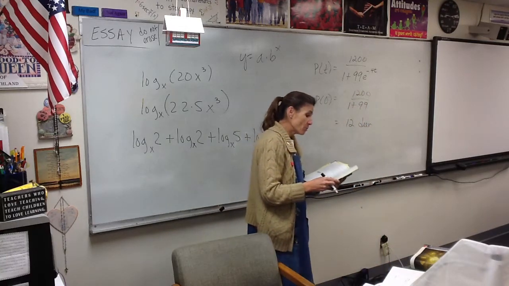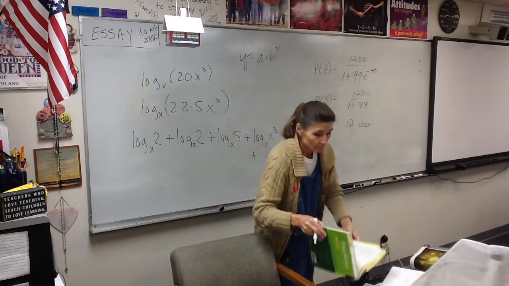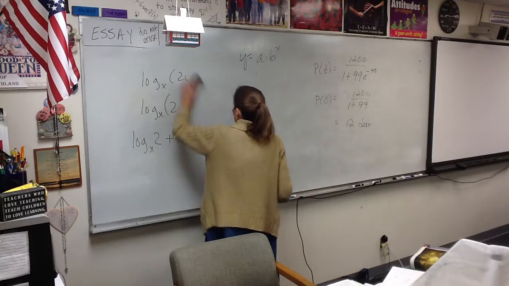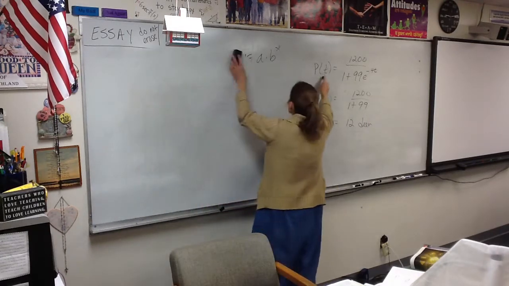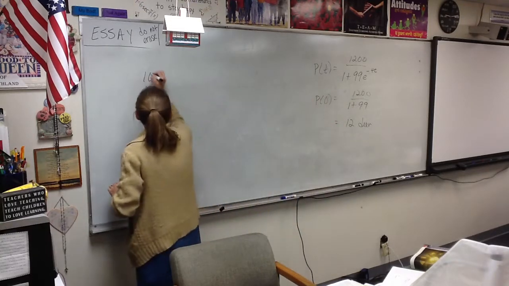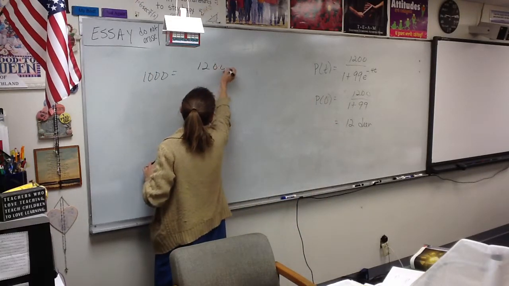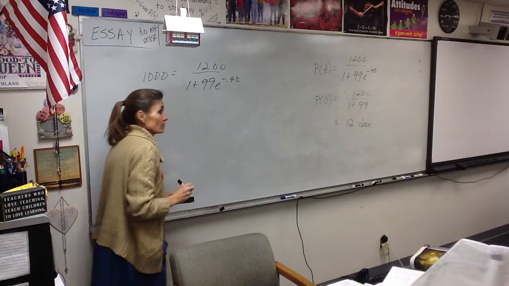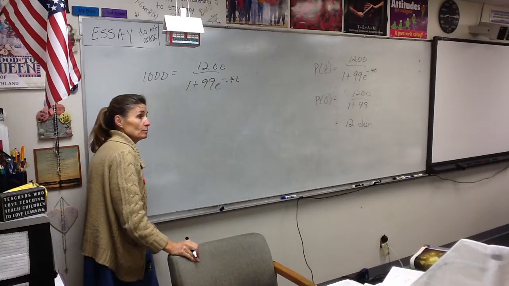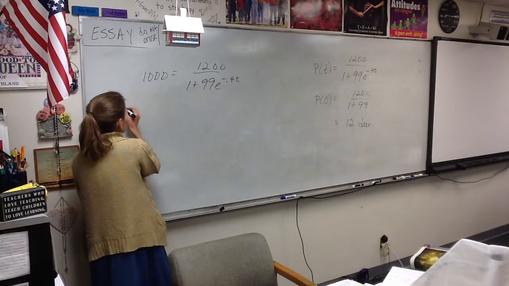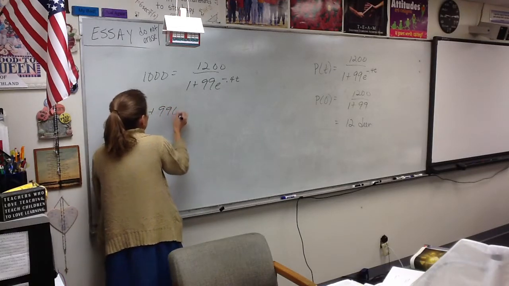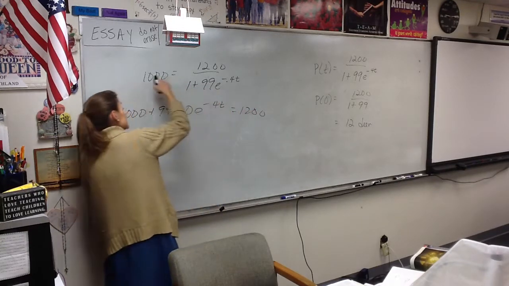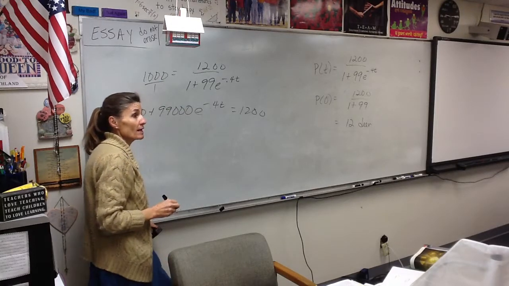When will there be 1,000 deer? How will we do that? When will there be 1,000 deer? Yep, put 1,000 in the Y spot right here. So we have 1,000 equals 1,200 over 1 plus 99 e to the negative 0.4 t. How do we solve that? This is definitely a calculator problem, so it'll be 1,000 plus 99,000 e to the negative 0.4 t equals 1,200. Just multiply this over to here, or think about it as cross multiplying if that's easier for you.